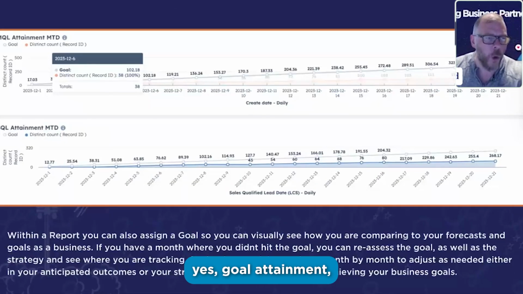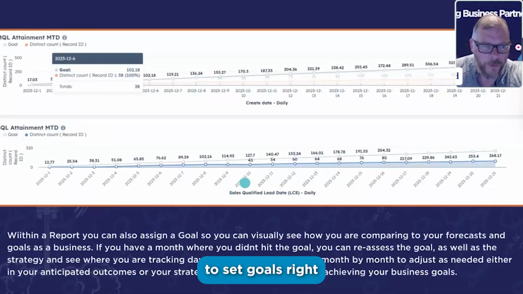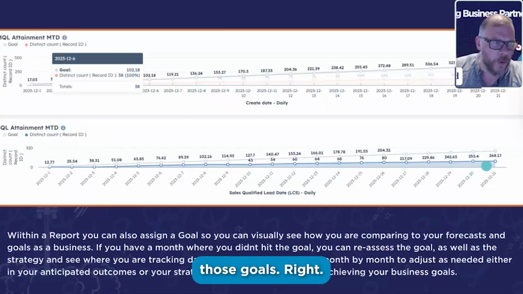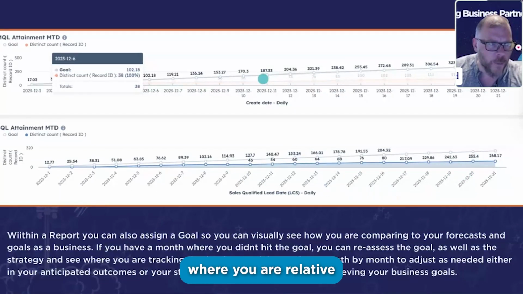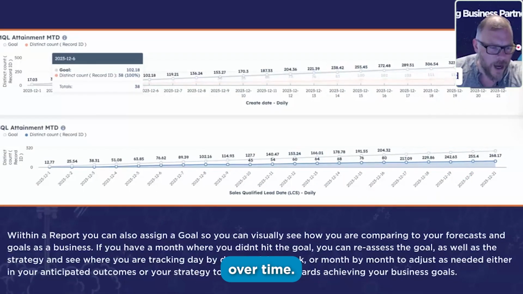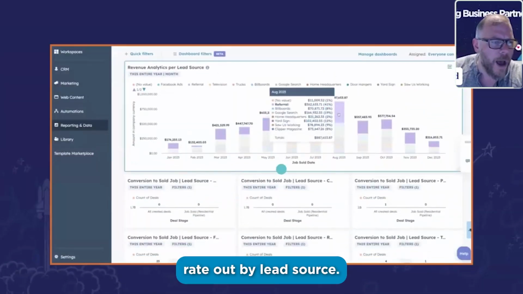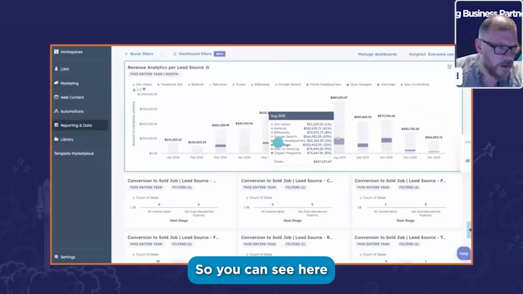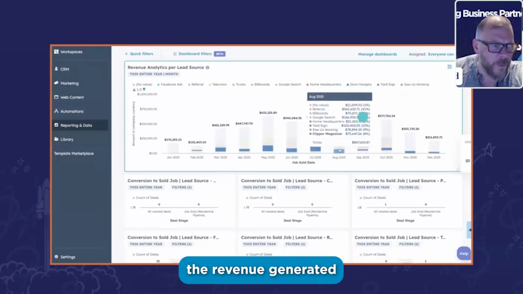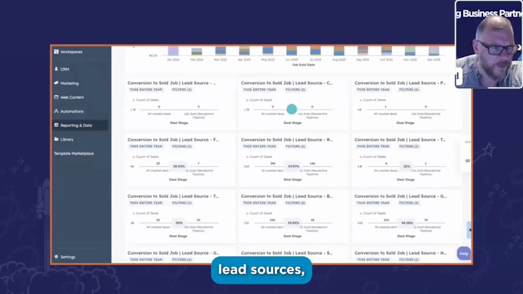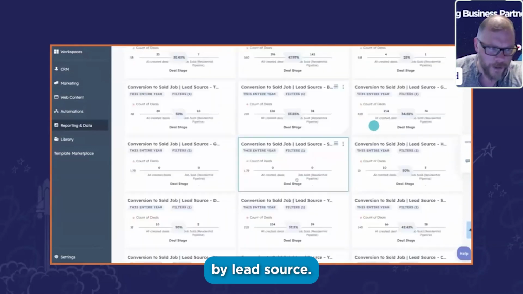The other thing is goal attainment, being able to set goals and build towards those goals, and understanding where you are relative to those goals over time. Another thing is being able to split your close rate out by lead source. So you can see here, we can highlight over this and see the revenue generated from each of these lead sources, but then also see the close rate by lead source.